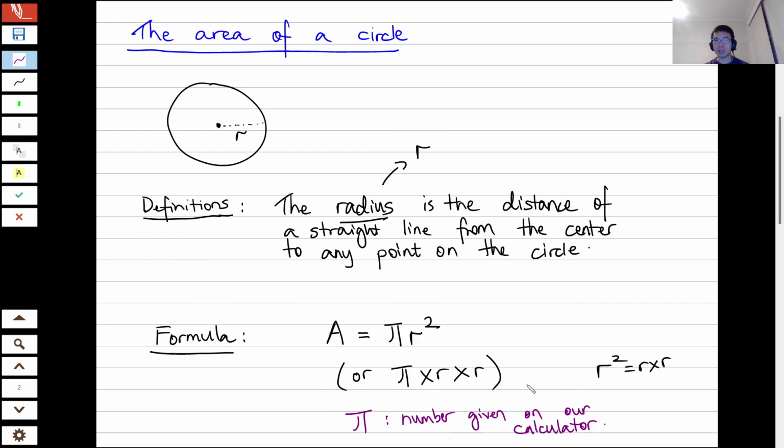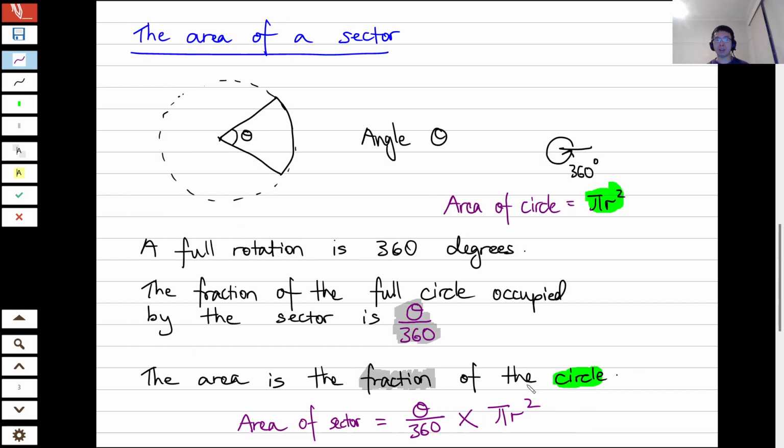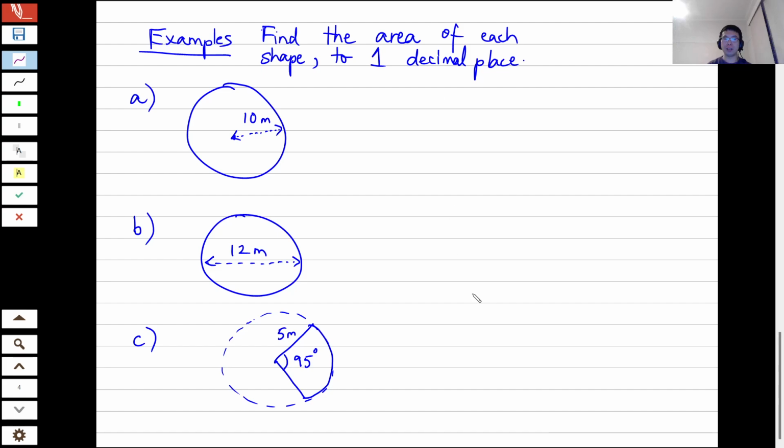So you're going to want these two slides in your notes. One slide on the area of the circle, one slide on the area of the sector. And I can summarize that into two formulas. Area of circle is pi r squared. Area of sector is theta on 360 times pi r squared. Let's put these formulas to work in this example.